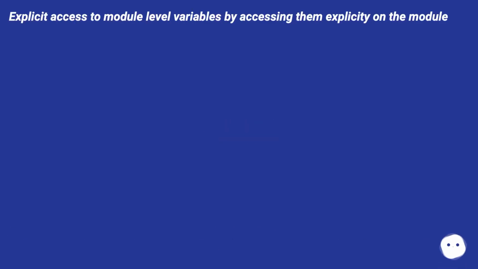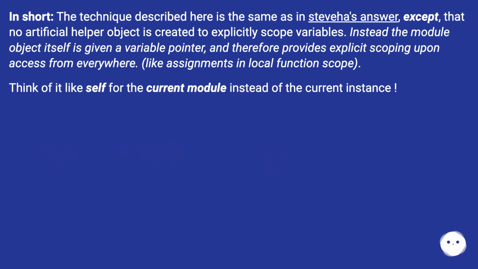Explicit access to module-level variables by accessing them explicitly on the module. In short, the technique described here is the same as in Stevahar's answer, except that no artificial helper object is created to explicitly scope variables. Instead, the module object itself is given a variable pointer, and therefore provides explicit scoping upon access from everywhere. Like assignments in local function scope. Think of it like self for the current module instead of the current instance.